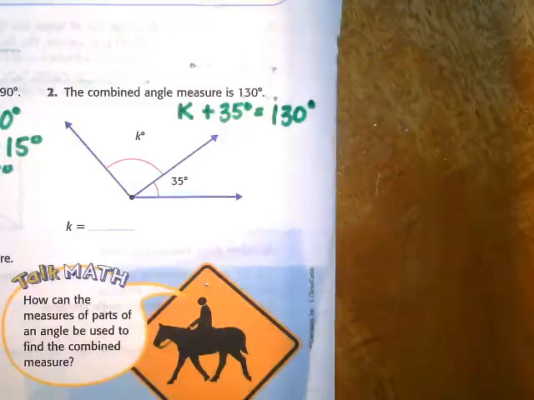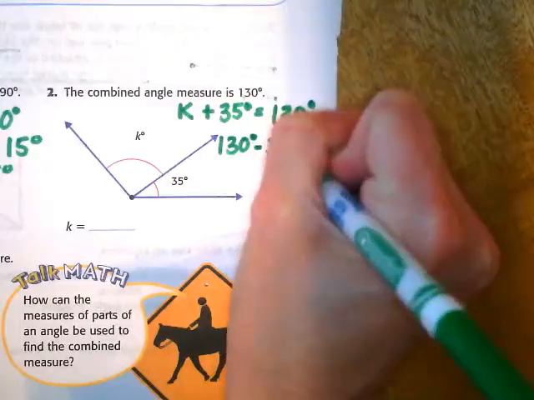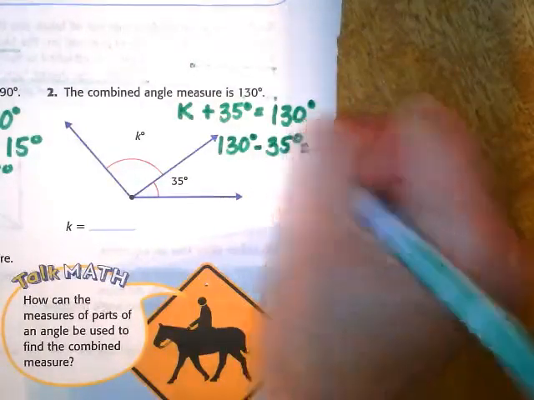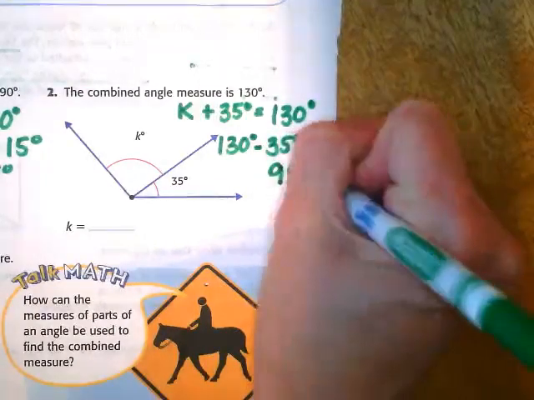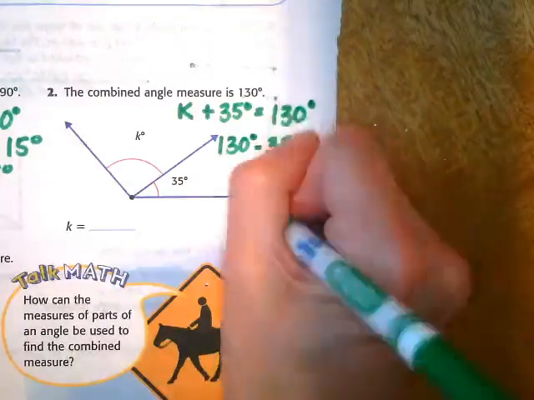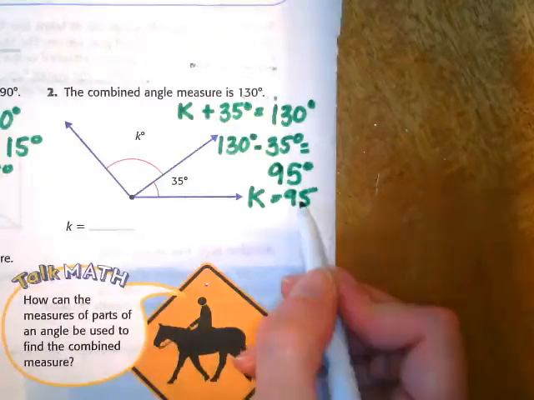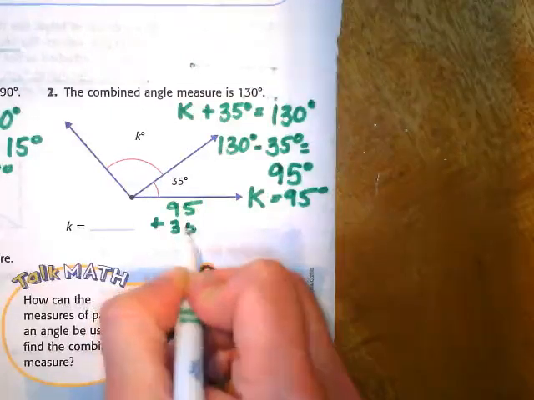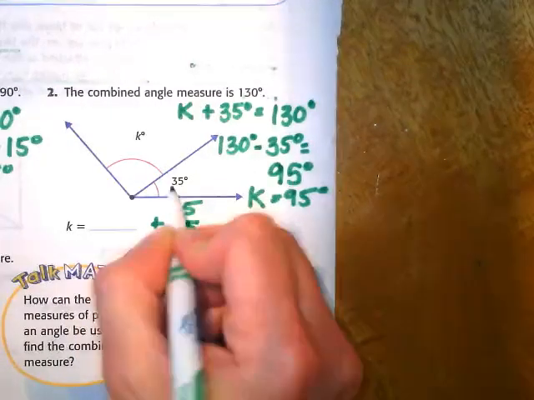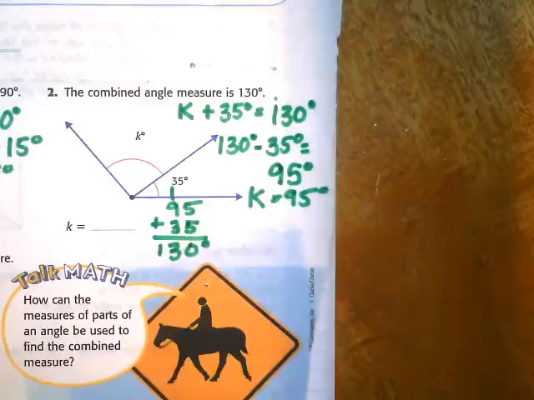Whenever you hear the word difference, I want you to think subtraction. You're going to take 130 degrees minus 35 degrees, and you're going to end up with 95 degrees. So K equals 95. Do I want to double check this? If I wanted to double check it, I would say 95 plus 35 equals 130 degrees.